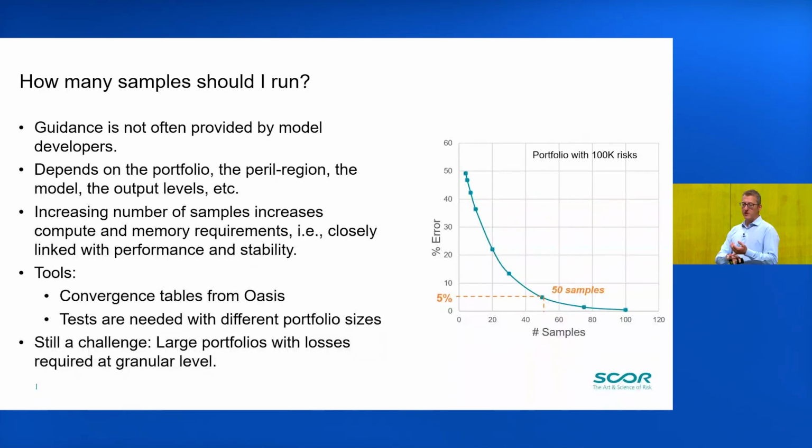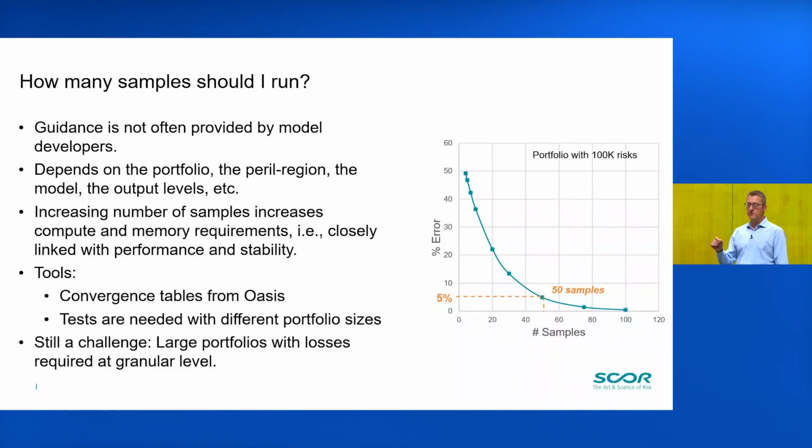It depends a lot on the portfolio, which peril you are using, and what your output levels are. There are two things you need to think about. First of all, you need to run with enough samples so your error is small, based on some specific criteria that you define. For example, you want less than 5% error up to a 200-year return period, let's say. And how many samples you need to use in order to achieve that.